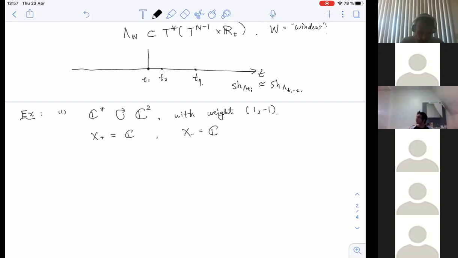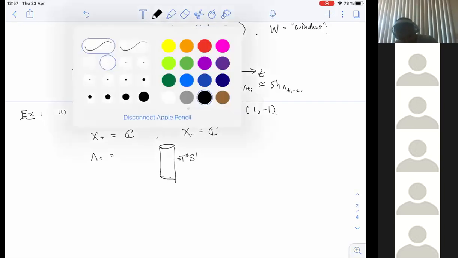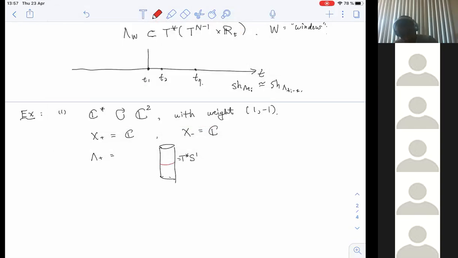And I also want to show what the lambda plus and lambda minus look like. So the lambda plus is sitting inside the cotangent bundle of the S1. So this is the T star S1, and this, let me use a different color, is the zero section union with the cotangent fiber over a point. Similarly, lambda minus is the same picture.